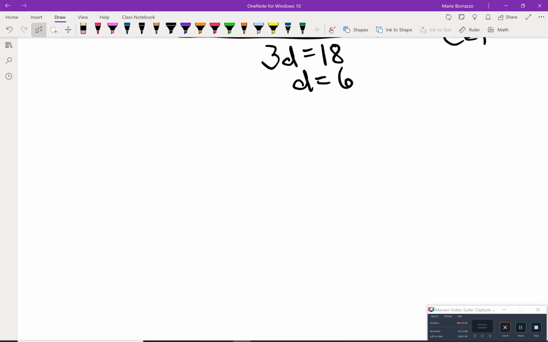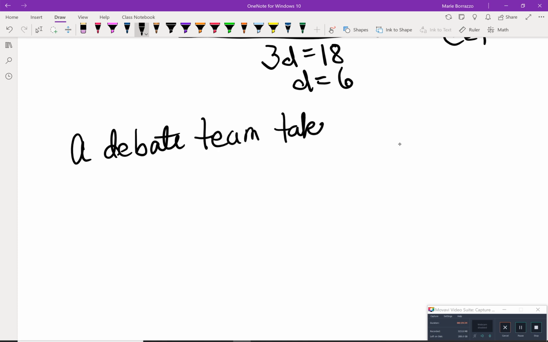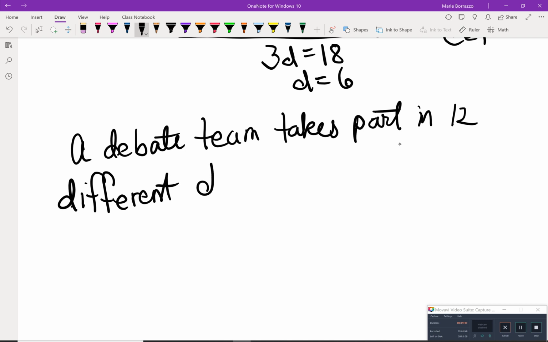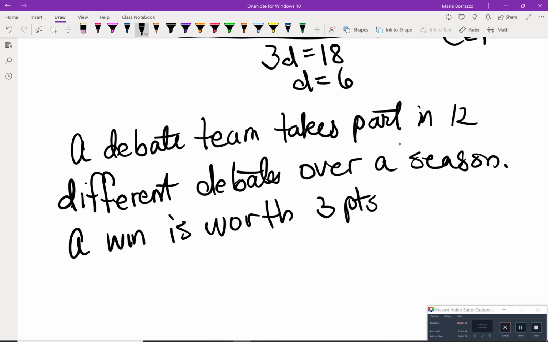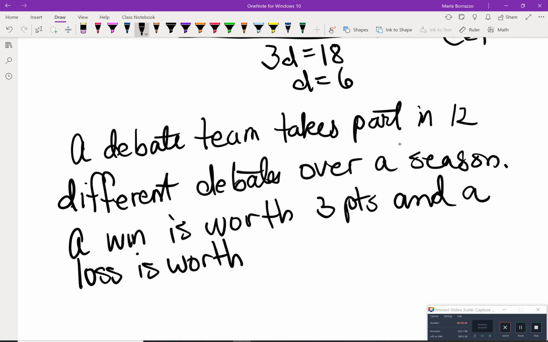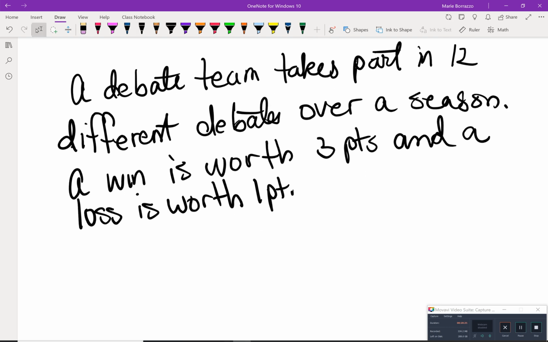Okay, the next question that they throw your way is a word problem where you have to apply this. So it says a debate team takes part in 12 different debates over a season. A win is worth 3 points. And a loss is worth 1 point, just for participation. There are no ties.